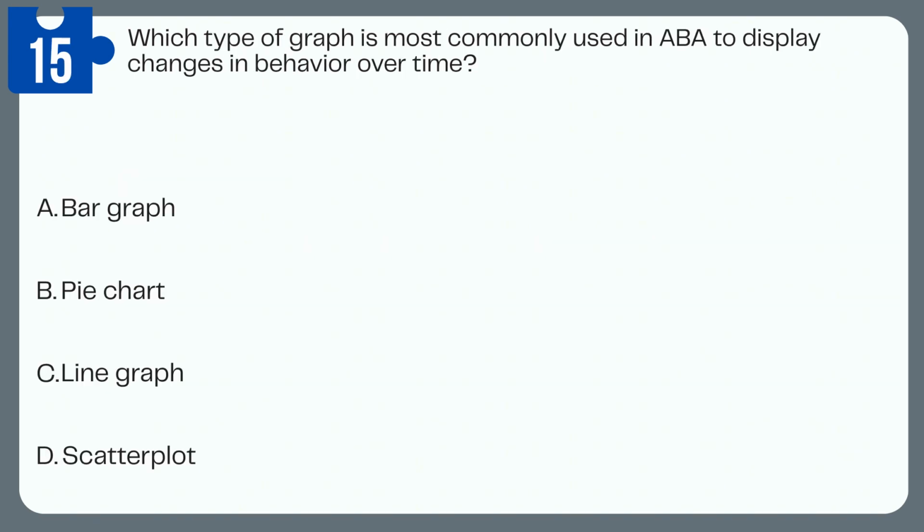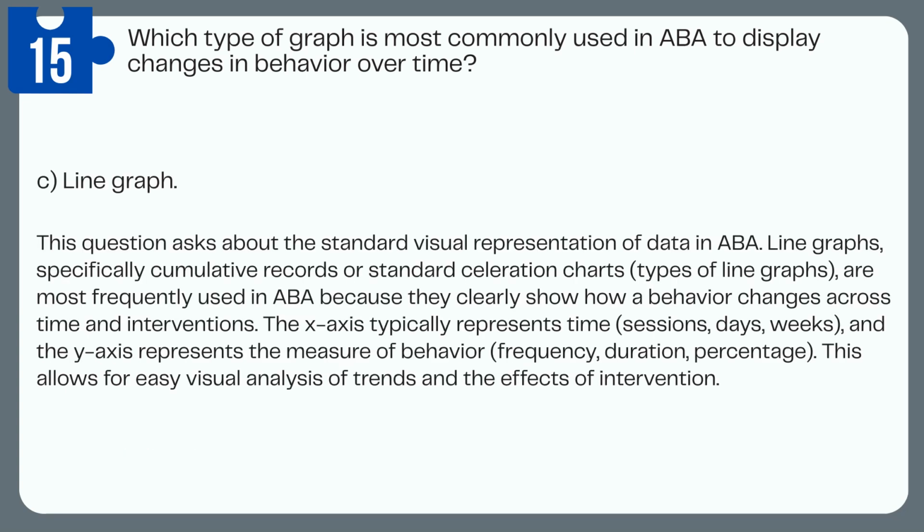Question 15. Which type of graph is most commonly used in ABA to display changes in behavior over time? A. Bar graph. B. Pie chart. C. Line graph. D. Scatter plot. Answer: C. Line graph. This question asks about the standard visual representation of data in ABA.